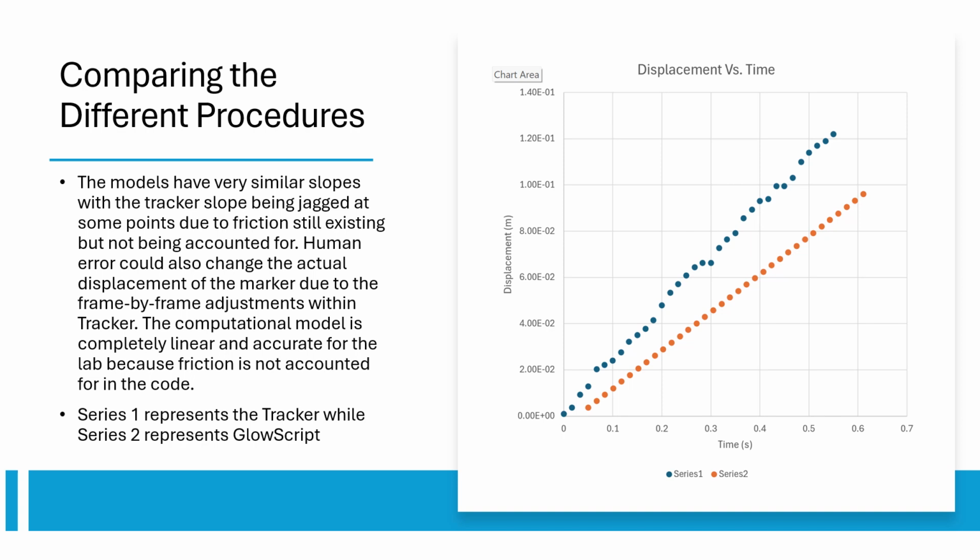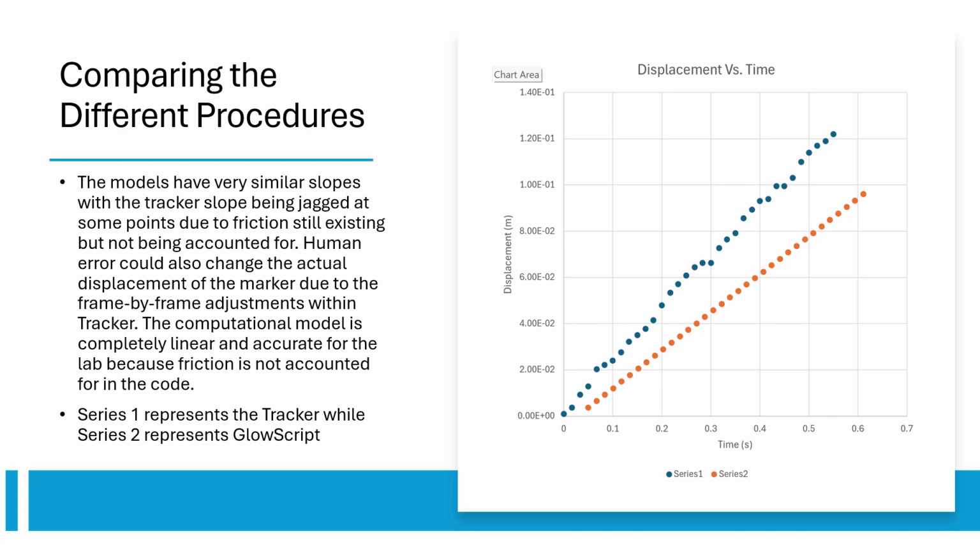Comparing the different procedures, they have similar slopes, but there are some jagged differences with the Tracker model, while the computational model using GlowScript is completely linear. The reason for that is human error when clicking the displacement, but also friction and air resistance are not accounted for in GlowScript, but do exist in the Tracker model. They are just kind of swept under the rug.